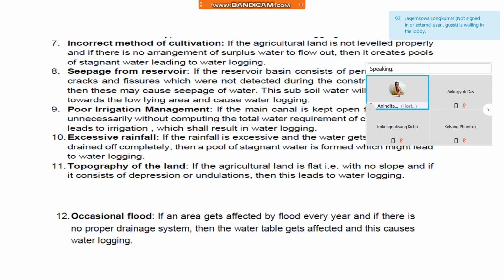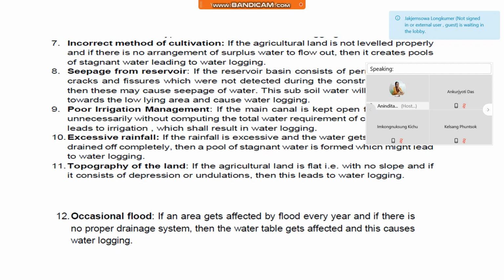Number 9, poor irrigation management. If the main canal is kept open for a long time unnecessarily without computing the total water requirement of crops, then this leads to over-irrigation, which shall result in waterlogging. Number 10, excessive rainfall. If the rainfall is excessive and the water gets no time to get drained off completely, then a pool of stagnant water is formed, which might lead to waterlogging.